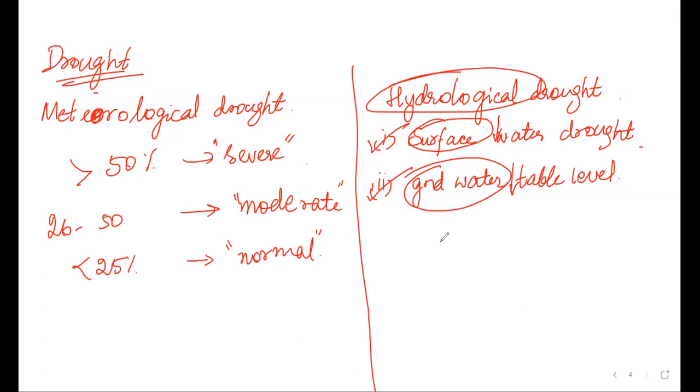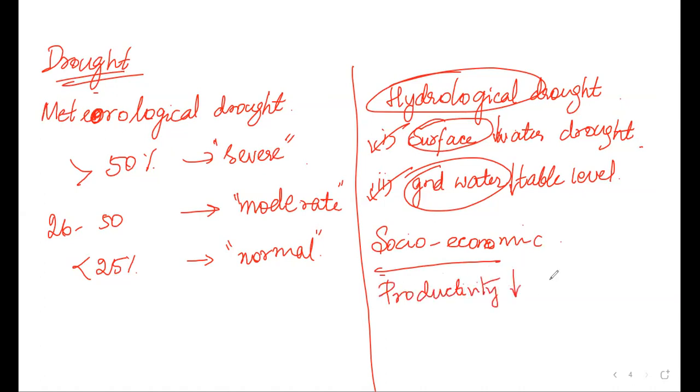The last important thing is socio-economic drought. Now, this is a drought which is going to affect man directly. The last one is socio-economic drought. And this is going to affect man directly because the productivity of agricultural fields will come down. Crop failure will happen.